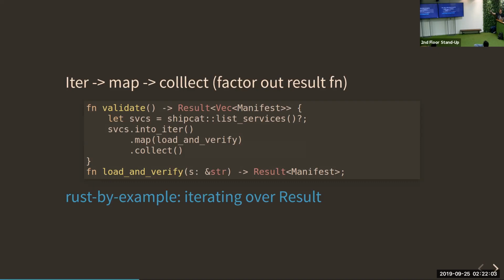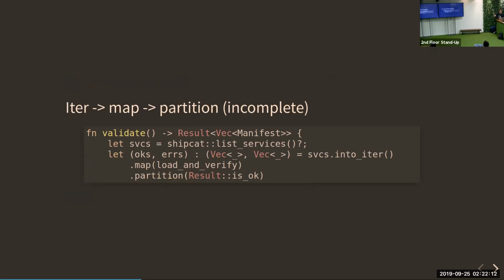But in this function here, you can see I'm returning a vector of manifest. I actually want to get all the things that were okay as well. And for that, there is another functional tool called partition, which looks like this. It basically categorizes your results into either a left or a right bucket, depending on whether or not it passes the Boolean condition function that you passed into it.